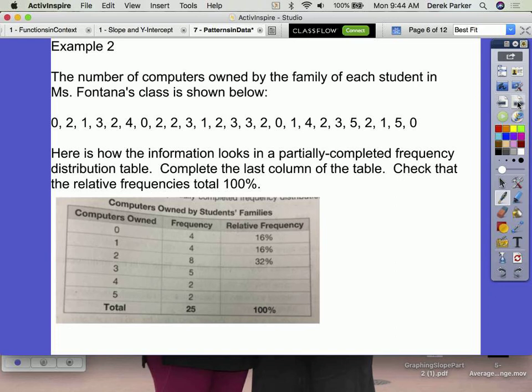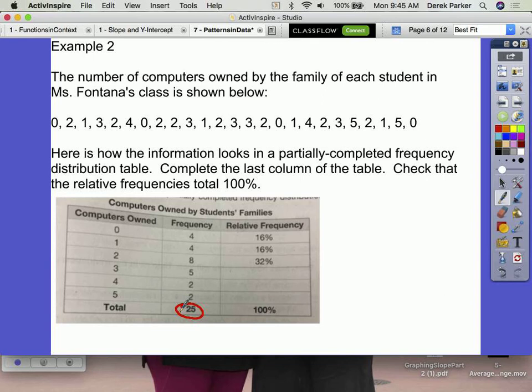Now as you can tell, computers owned 0 was 4. People with 1 computer was 4. People with 2 was 8. People with 3 was 5. People with 4 was 2. And people with 5 was 2. So in all reality, there are 25 computers owned in her class. Or 25 students in her class, rather.